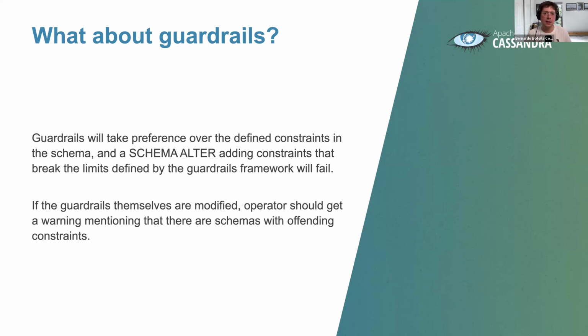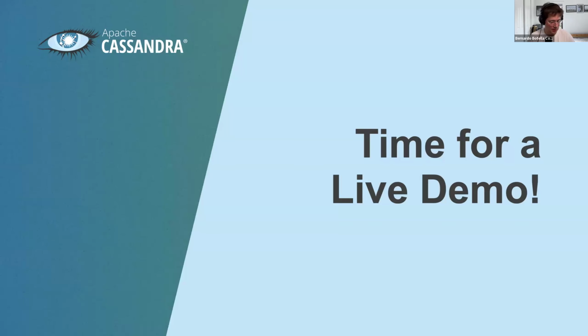Let's say that you have a more restrictive guardrail than a specific constraint. If the guardrails didn't take preference over the constraints, that would mean that customers can somehow override those guardrails set by the operator, and that's not a good thing. Yeah, that's it from the presentation standpoint.